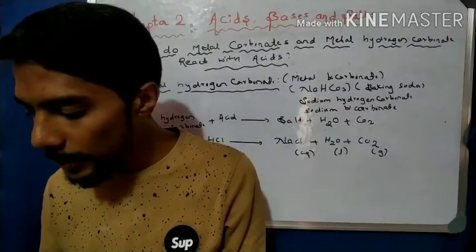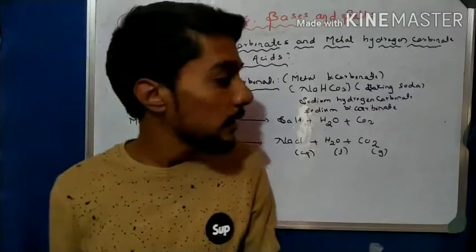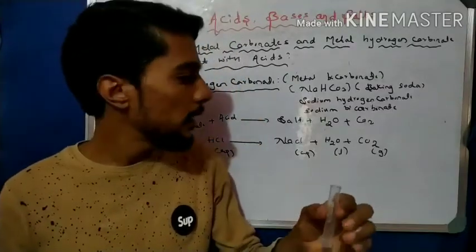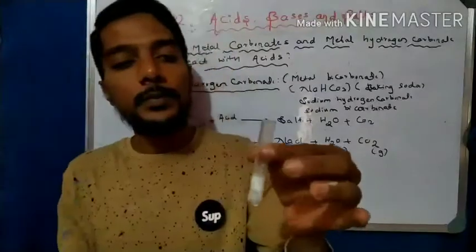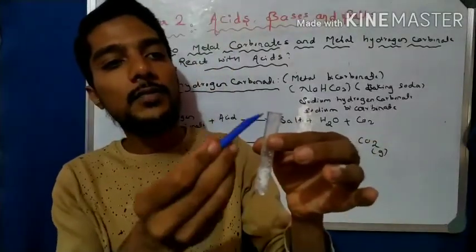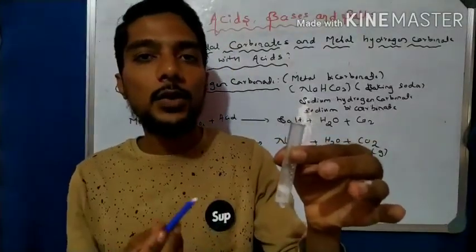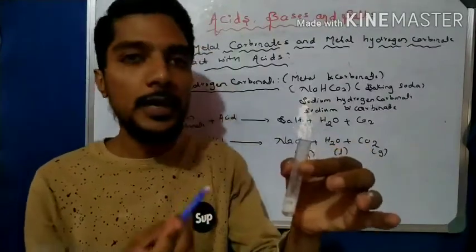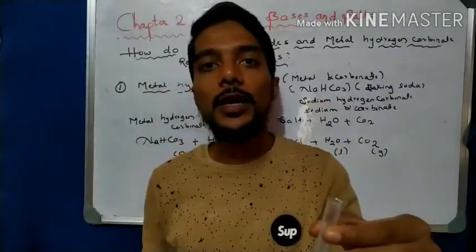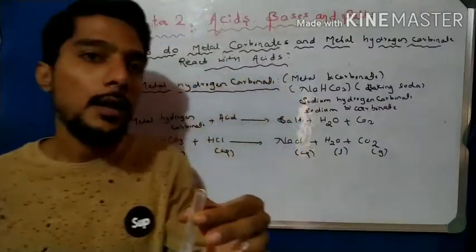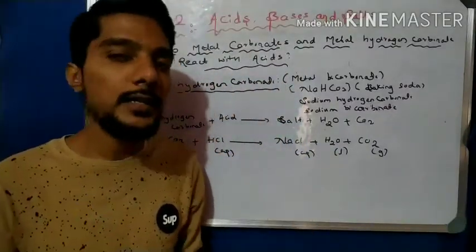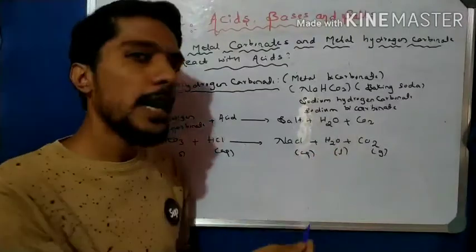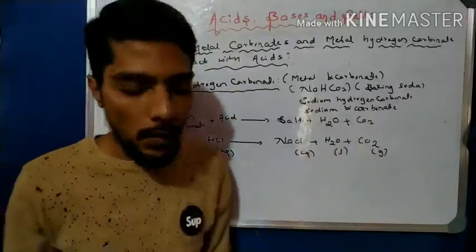So what happens? Same observations. Again the salt is formed, water molecules form, and carbon dioxide gas is liberated. Observe here. The colorless gas is nothing but carbon dioxide gas. So that is the experiment: when metal hydrogen carbonate reacts with hydrochloric acid or any acid, it forms carbon dioxide gas along with the salt and water.